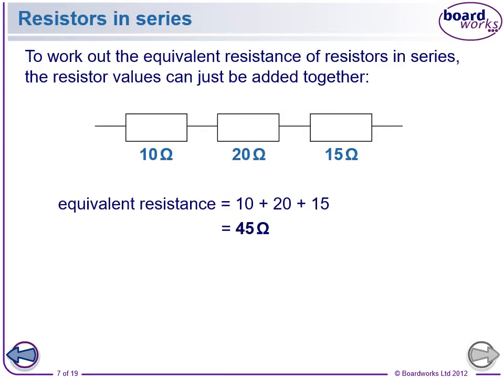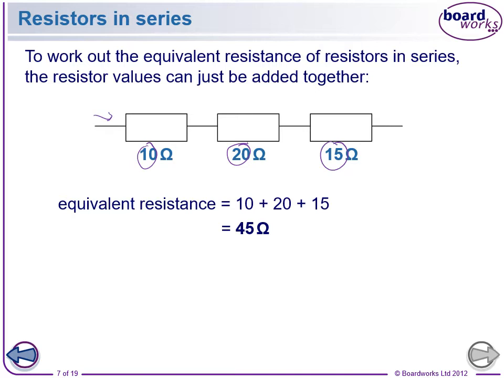So here's an example. In a series circuit, to work out the equivalent resistance, we just add together the resistances of the resistors or the components that are in series. In this case, we have 3 resistors in series. We can tell they're in series because the current only has one path to go through. It can't go anywhere else. To work out the equivalent resistance of these 3, we just add them together. So 10 ohms plus 20 ohms plus 15 ohms would give us an equivalent resistance of 45 ohms.